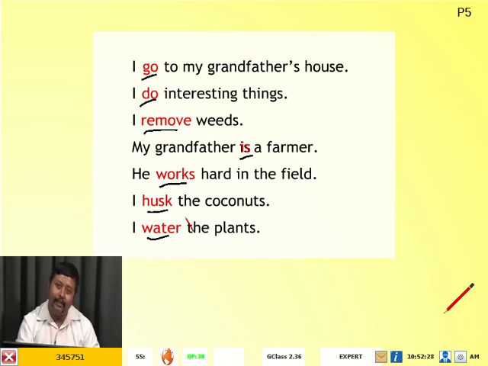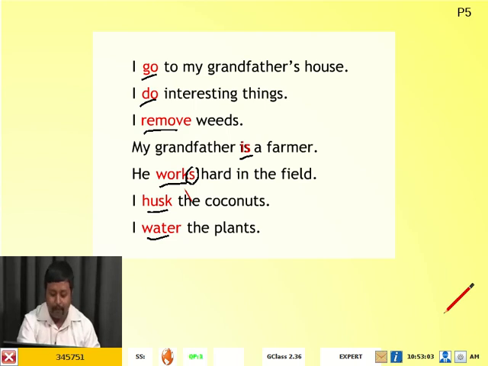So in present tense, when we talk about daily things, that is present tense. And the thing we need to remember here is what? When it's third person singular, we add an s after the verb. Say I is first person here, so it's go. I is first person again, do. I remove. My grandfather is a farmer, then he is third person, right? So here we have added an s after the main verb.